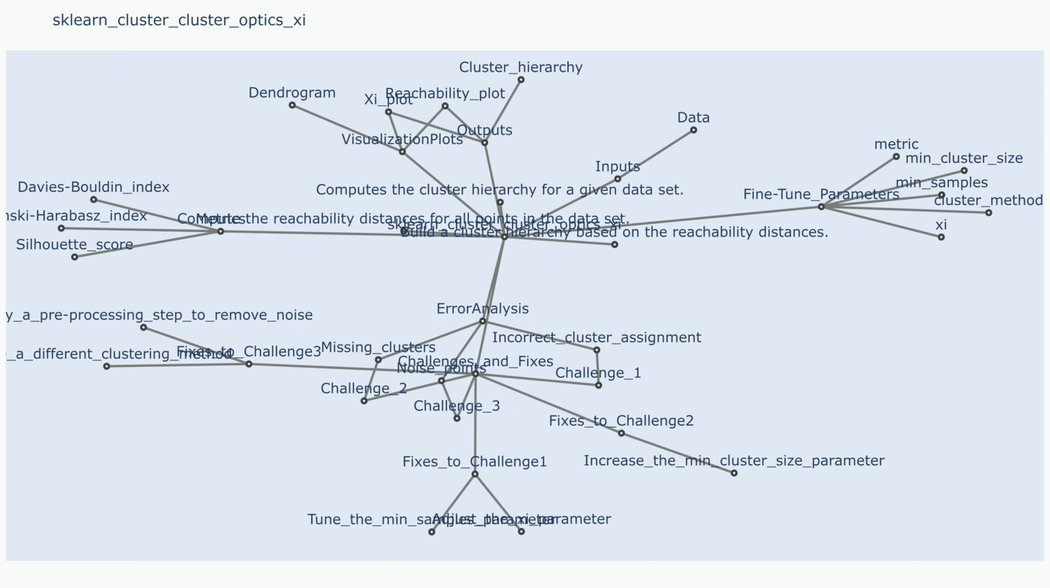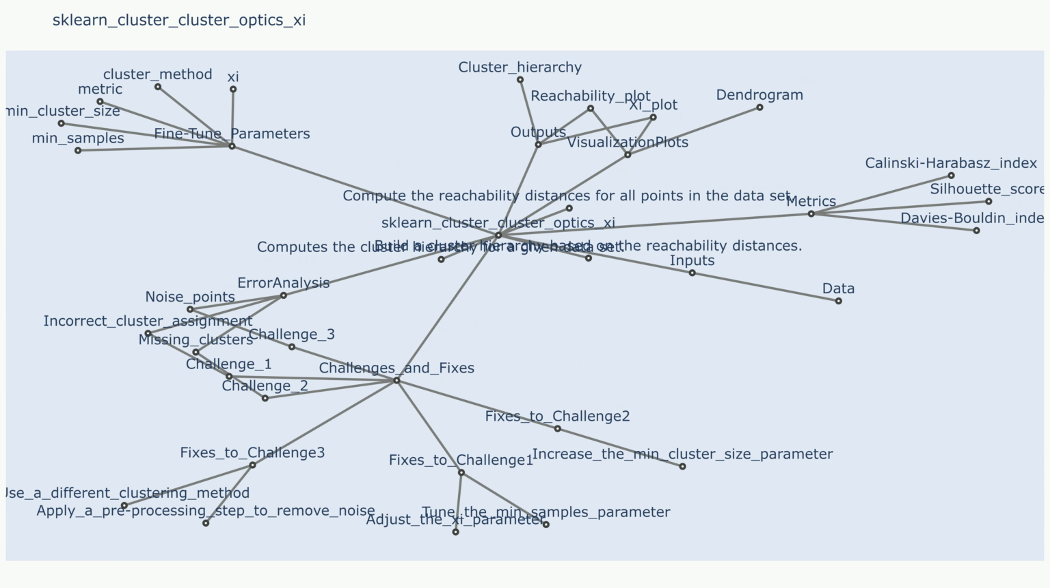Uncertainty methods. xi. The xi value for each data point provides an estimate of the density of the region surrounding that data point. This value can be used to assess the uncertainty in the cluster membership of each data point.